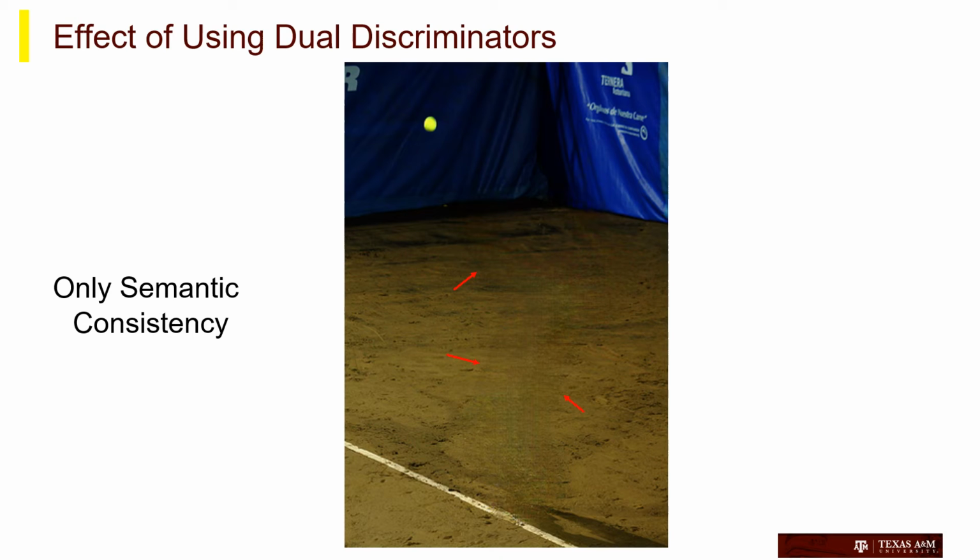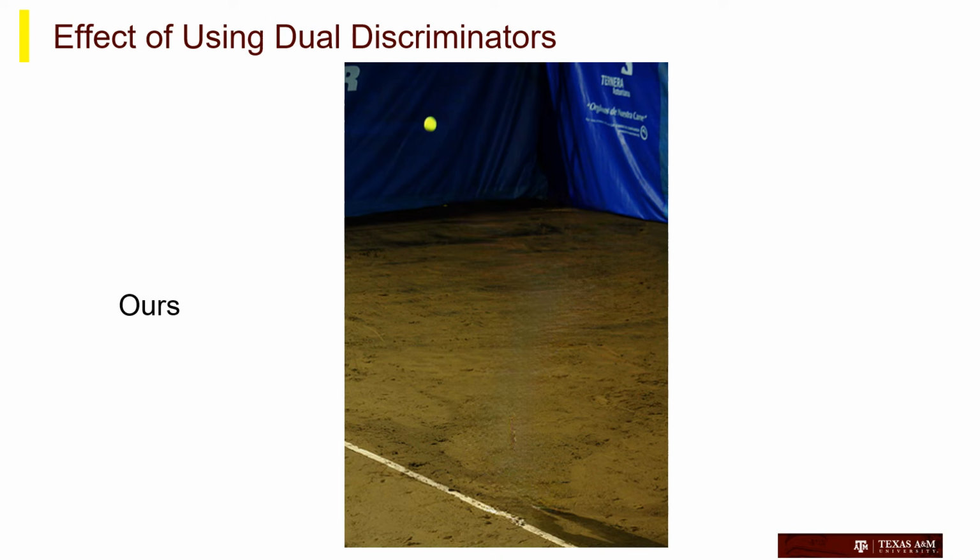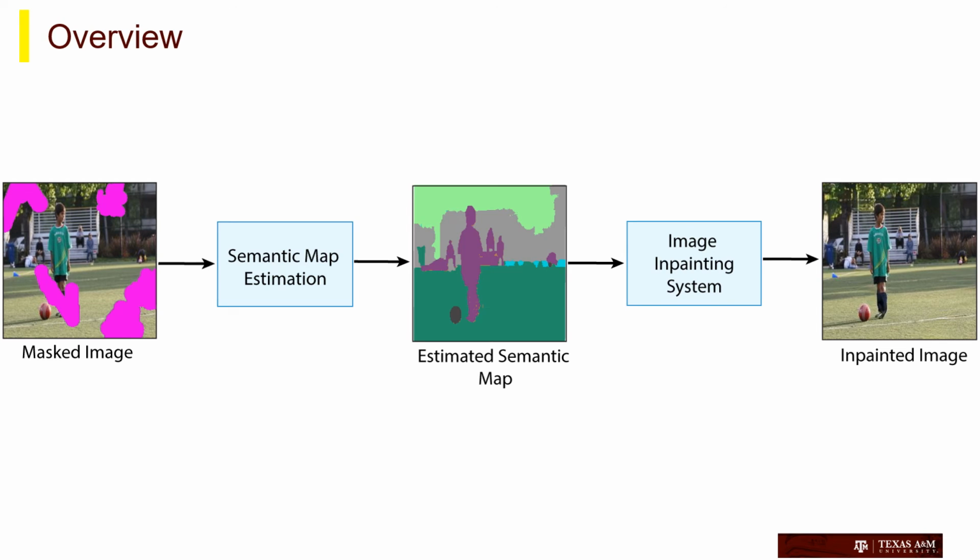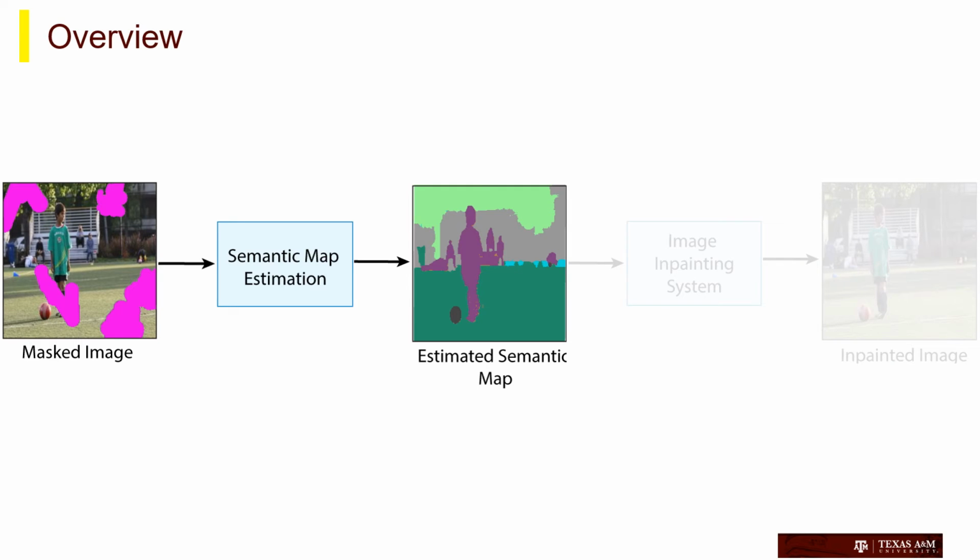On the flip side, if only the semantic consistency discriminator is used, the texture is captured well throughout the entirety of the masked region, but we see the seams of the mask. Our complete result is able to resolve these issues. That completes the description of the image inpainting system. We now describe how to estimate the complete semantic map.